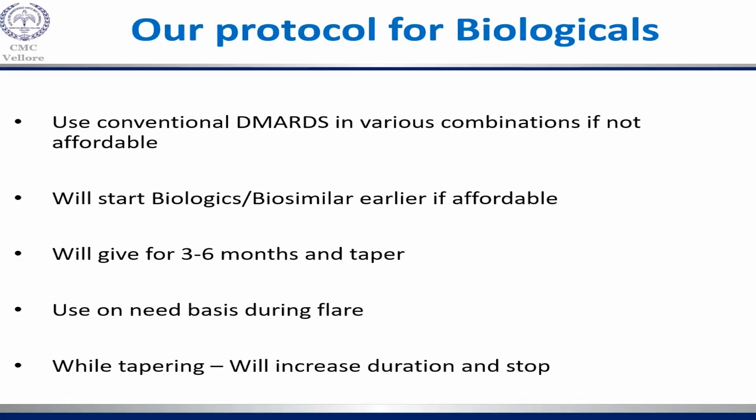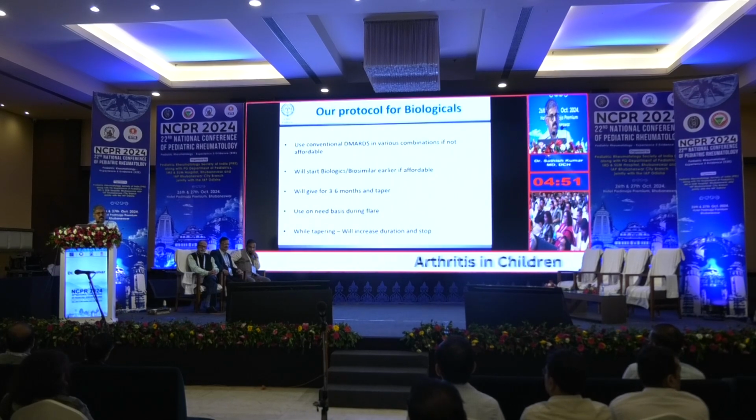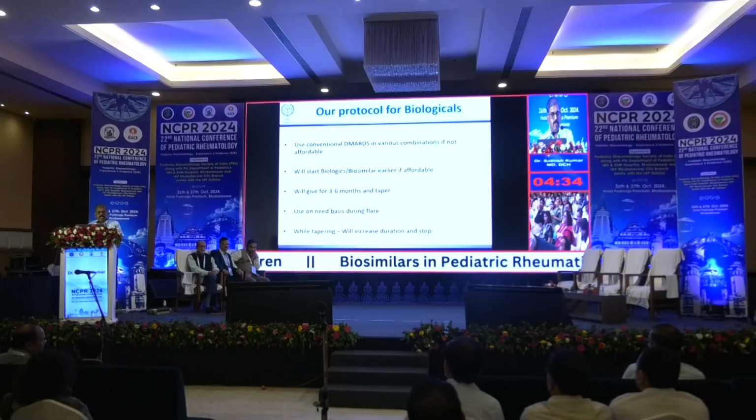So what's our protocol? We try to use conventional DMARDs in various combinations if the patient cannot afford biologics: methotrexate plus leflunomide, methotrexate plus sulfasalazine. We start biologics or biosimilars earlier if they are affordable and the child is not responding to methotrexate for 3 to 4 months. We give it for 3 to 6 months and try to taper and stop. If there is a flare, we go back on biosimilars.